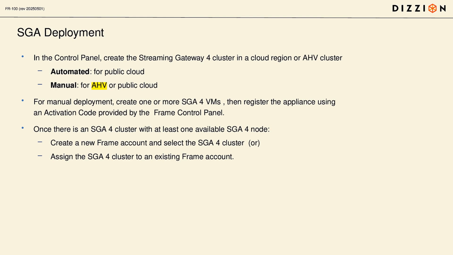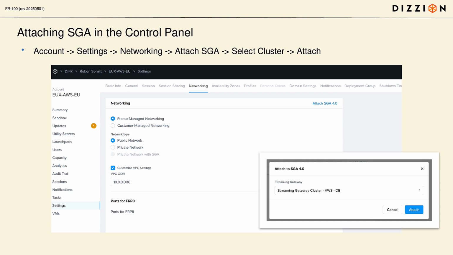Once you have an SGA4 cluster established with at least one node, you can create a new frame account and select this SGA when prompted to configure networking, or you can assign or attach an SGA to an existing frame account in the settings. This screenshot from the control panel shows the attachment of an SGA to an existing frame account. Navigate to Account, Settings, Networking, Attach SGA, select Cluster, and click the Attach SGA link. You are then given a list of available SGAs for the infrastructure provider that backs this account. That's it!